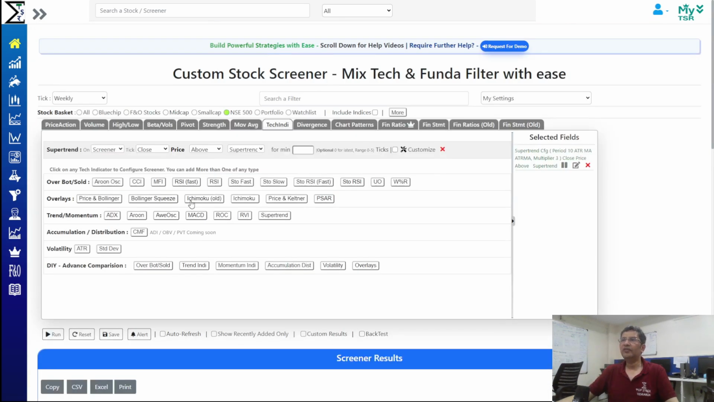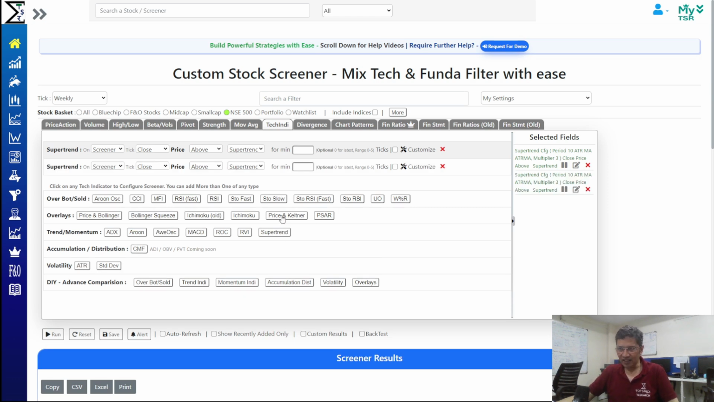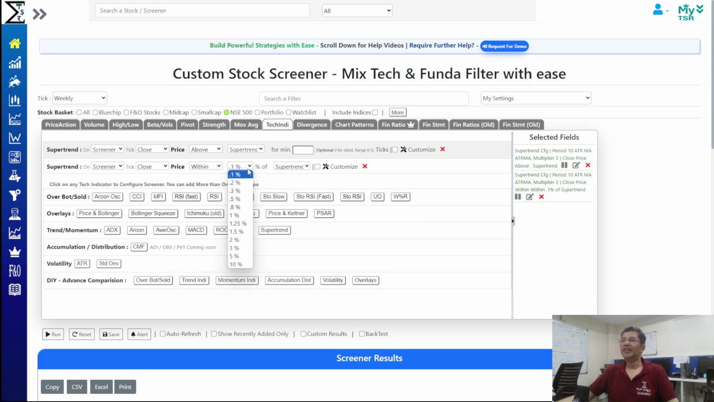So we have covered above, cross above, cross below. Sometimes it is important to see that it is above but very close to Super Trend, so that if it retraces, you'll perhaps get into the stock. So what you can do is add another Super Trend condition: one is that price is above this, and the second is that it is within, let's say, 1% of it. So price is above Super Trend and also within 1% of Super Trend.